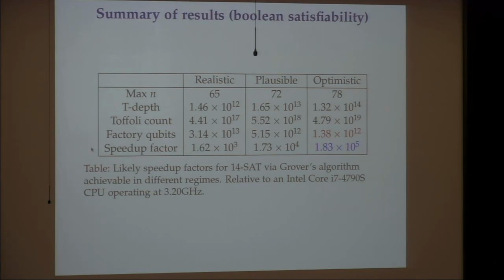And I guess the important numbers are these bottom two, the number of qubits that we need. This is only counting the number of qubits used in these so-called magic state factories, but in fact that dominates the number of qubits used throughout the process. And you can see that even in this most optimistic regime down here, we might need 10 to the 12 qubits, and we get a speedup of a bit more than 10 to the 5. And the speedups and number of qubits are a bit worse in these other two regimes.